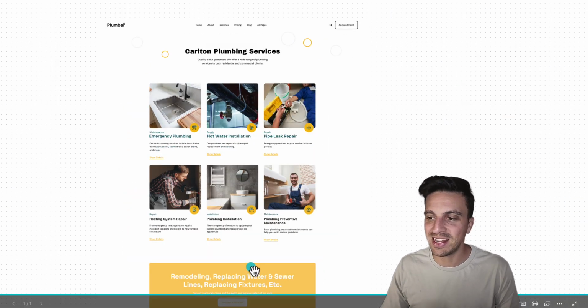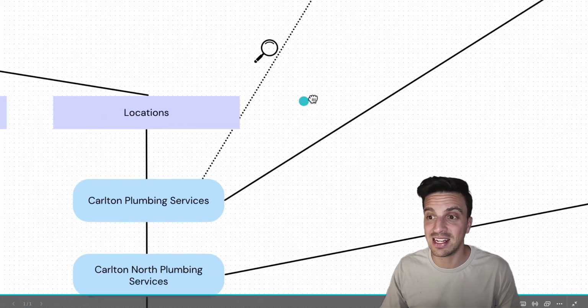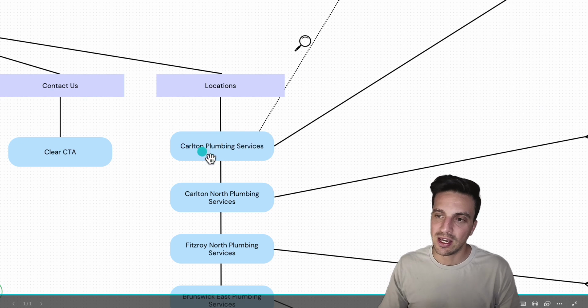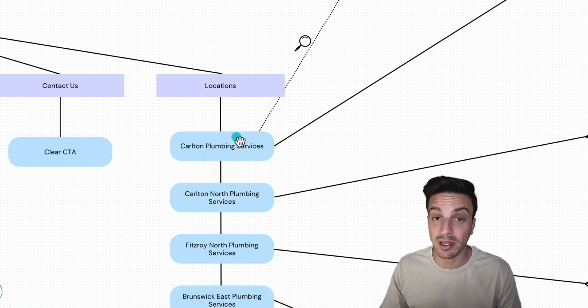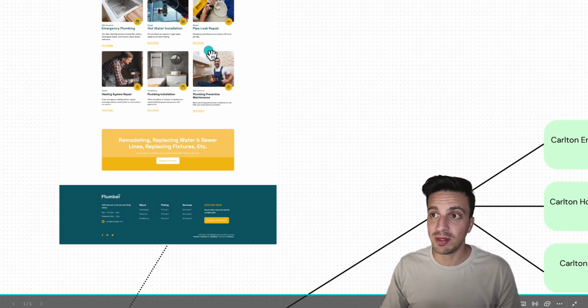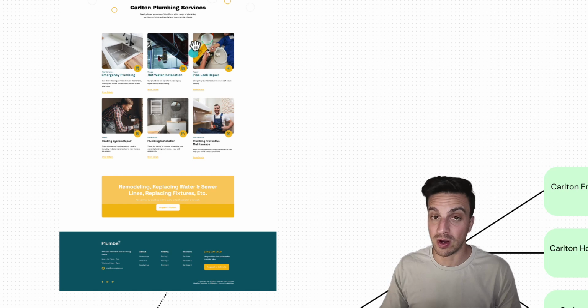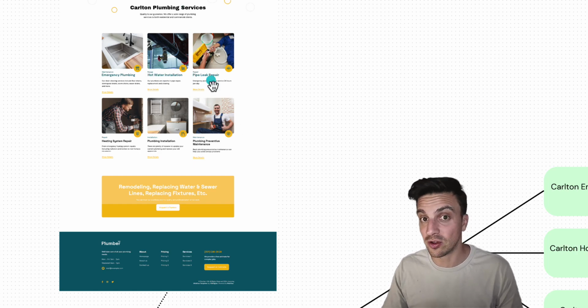So then if we take that a step further, understanding the structure of this, if I click on the Carlton Plumbing Services page, I should be shown this, right? That's my main Carlton Plumbing Services page.